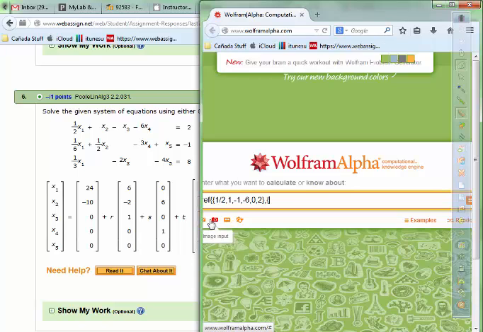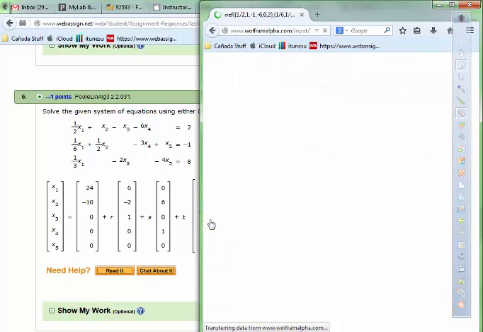Open up another curly bracket for the second row. 1/6, 1/2, 0, -3, 1, and then the augmented part is -1. Close the second curly bracket. Open up a third curly bracket. You got 1/3, 0, -2, 0, -4, and then 8. Okay? So press enter and get your answer.